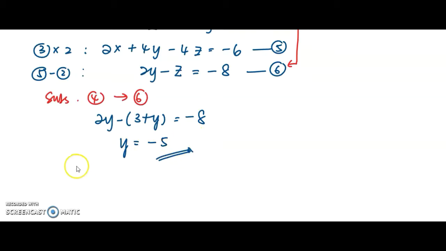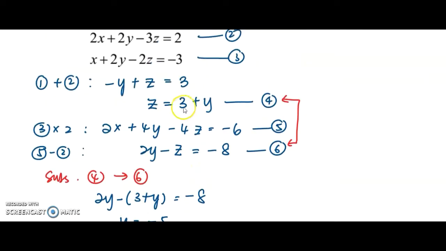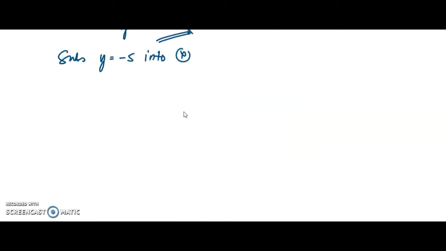Now substitute this y equals negative 5 into equation 4 in order to get the value of z. So z given in equation 4 is 3 plus y, meaning that z is 3 plus y. Our y will be replaced by negative 5.